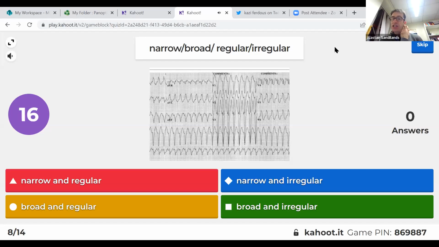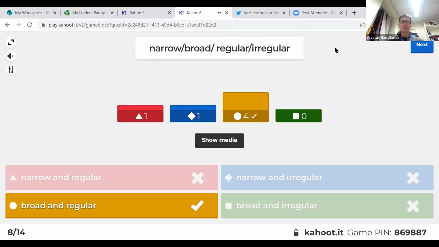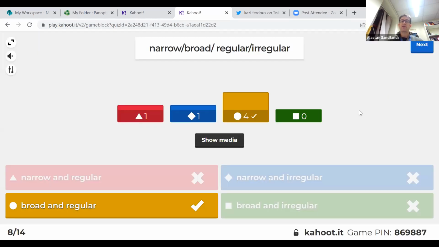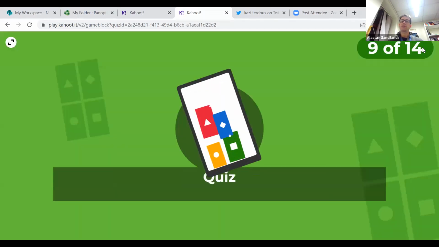Look at the tachycardia ECG: narrow, broad, regular, or irregular. Yeah, so broad and regular. Let's have a look at that again. There's definitely a broad QRS there, and the spacing between every QRS is the same. Within a given lead, the heights of the QRS look the same as well, and that suggests a regular rhythm. Regular and broad.